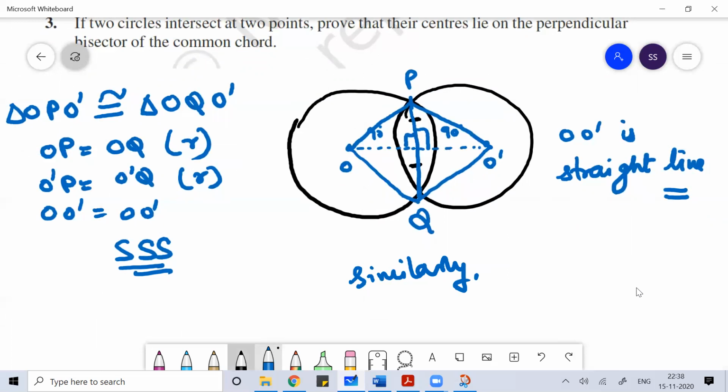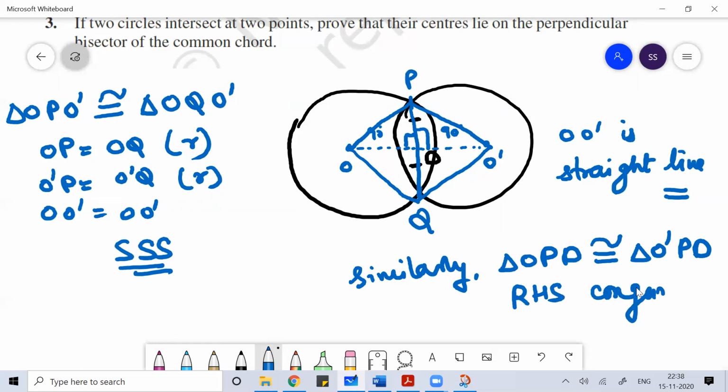Similarly, I can prove that. Suppose this is D. So similarly, I can prove that triangle OPD will be congruent to triangle O'PD. By RHS congruency you can prove this. But we'll not use RHS congruency, because we still need to prove it is 90 degrees. So angle OPD will be equal to angle O'PD.